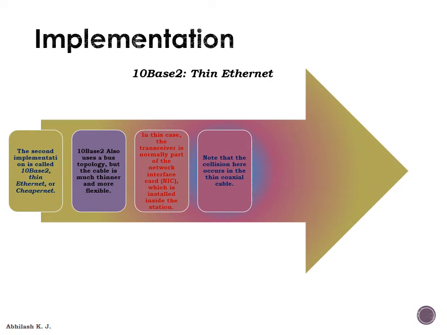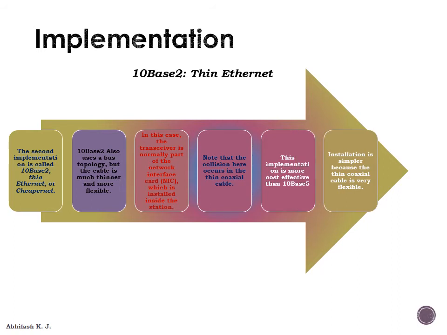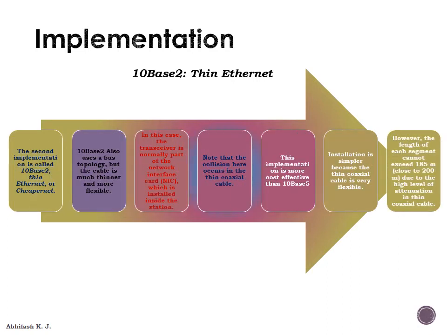So here the collision will occur once again in the thin coaxial cable. In terms of cost, it is less expensive, thus it is cheaper than 10Base5. At the same time, the taps are also cheaper than what we have made use of in 10Base5. The installation is also much simpler because thin coaxial cable is very flexible, and the maximum segment length cannot exceed 185 meters. Since it is very close to 200 meters, it is referred to as 2 in this particular case.